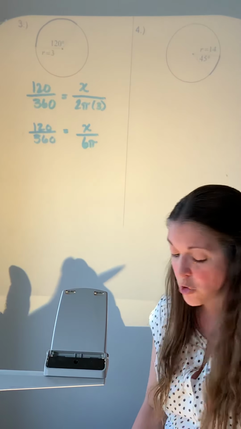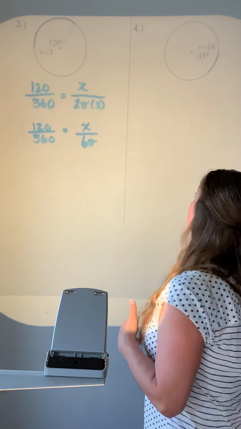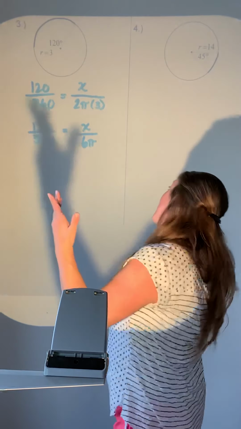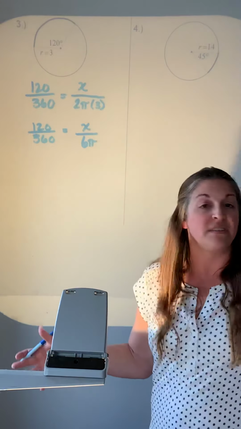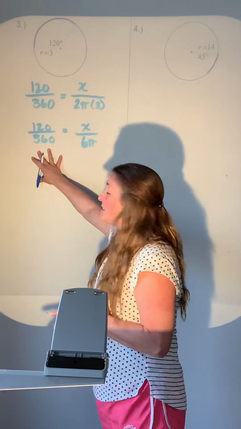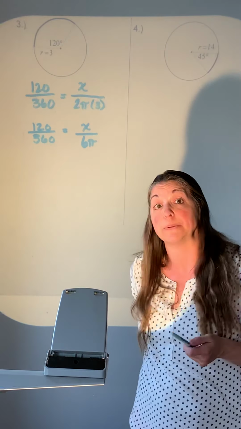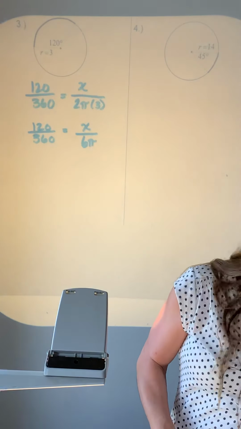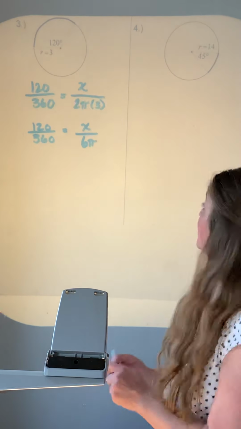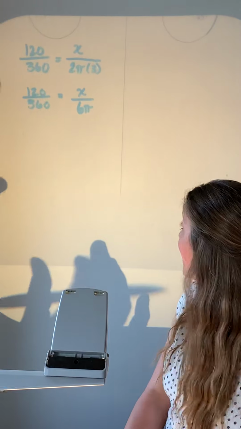Again, you could technically have crossed out the zeros. You could divide each by 20, 60, whatever. It doesn't make a difference if you simplify this first or not. You're still going to get the right answer as long as you know how to solve a proportion. So solve the proportion. We're just going to cross multiply. We've done a lot of that.